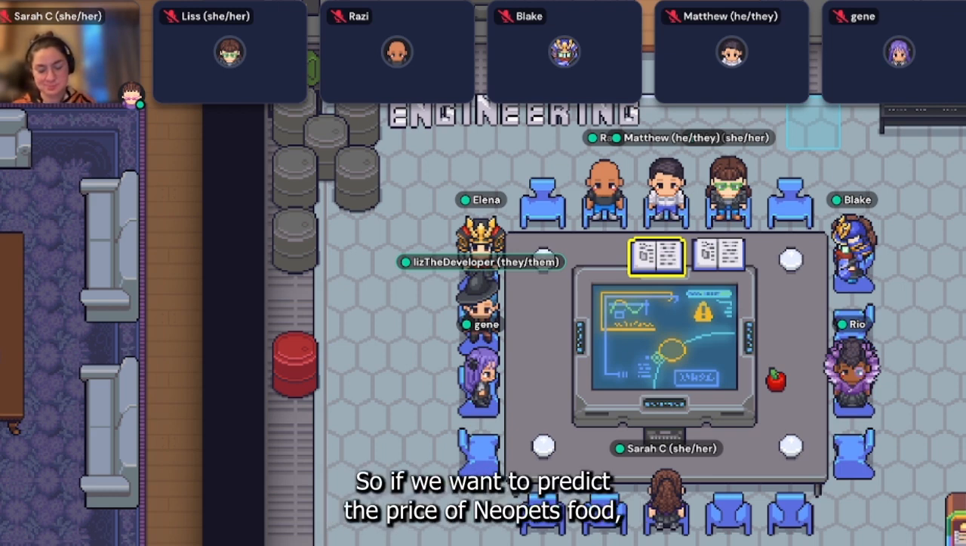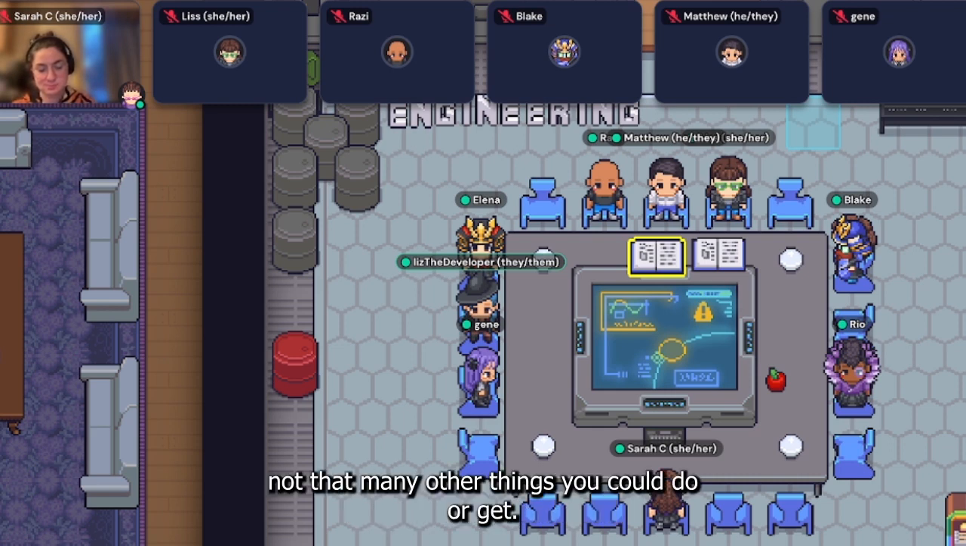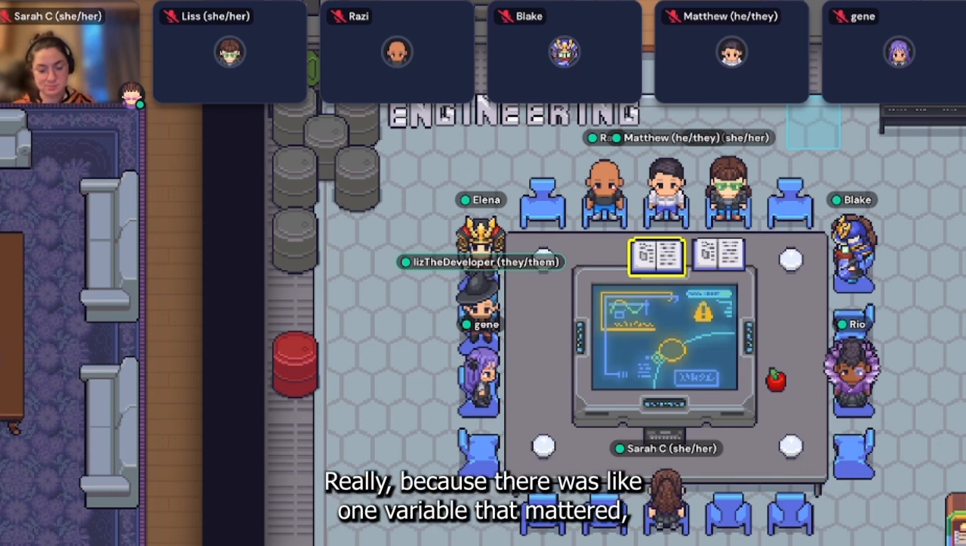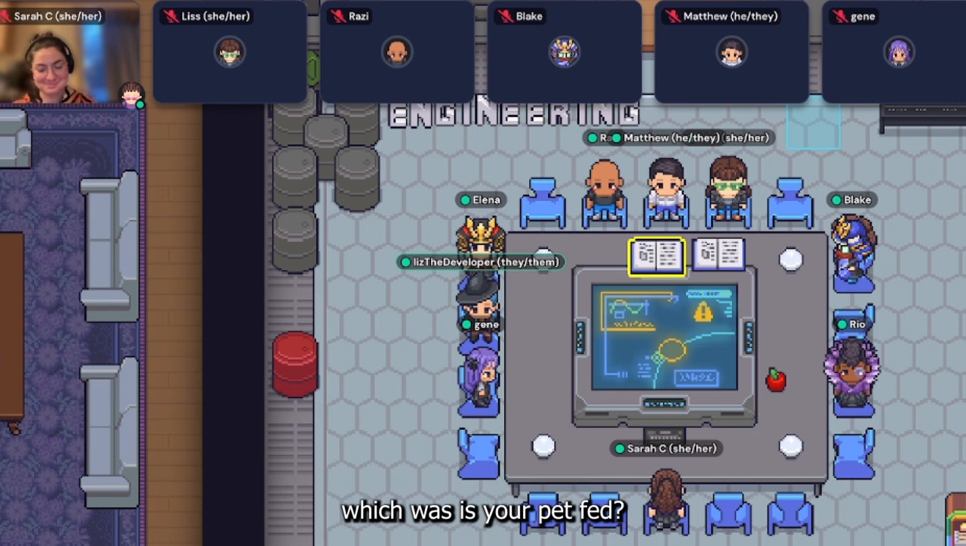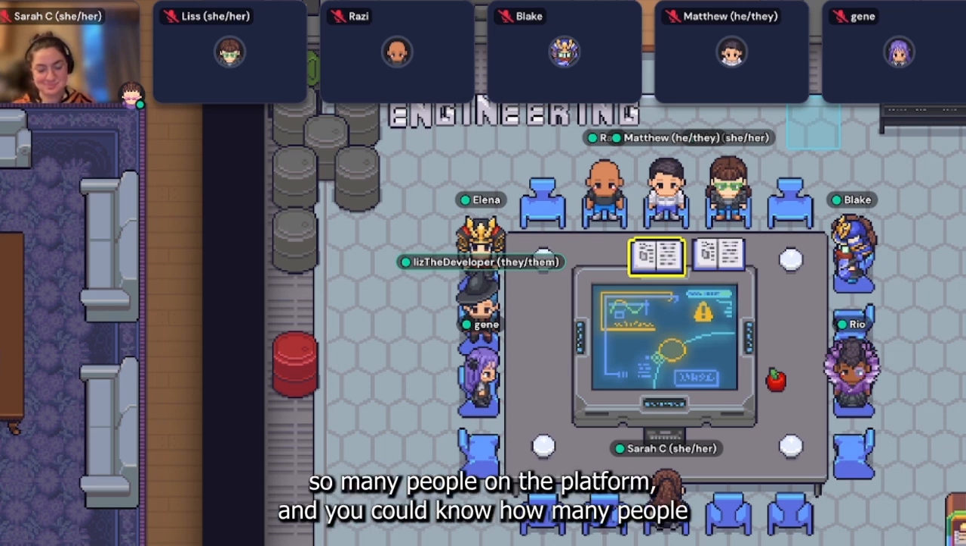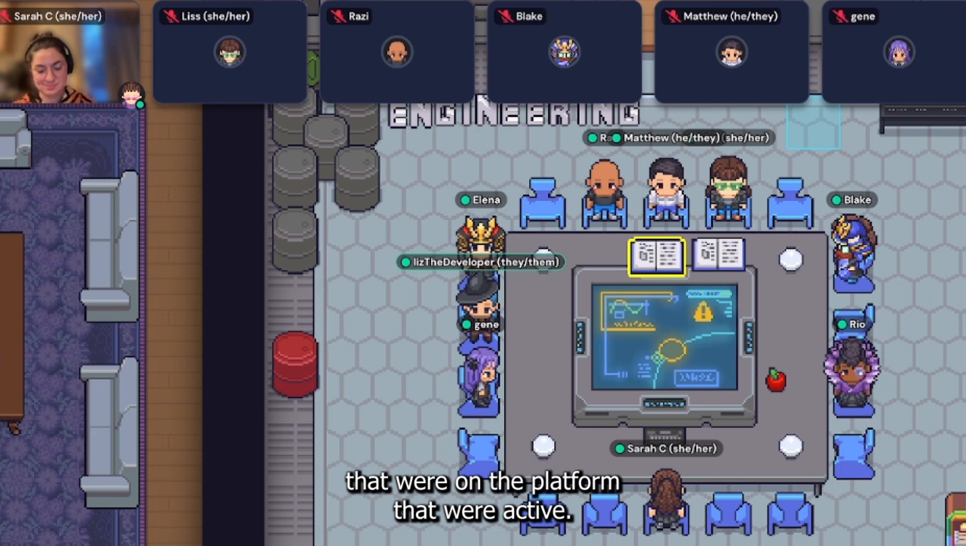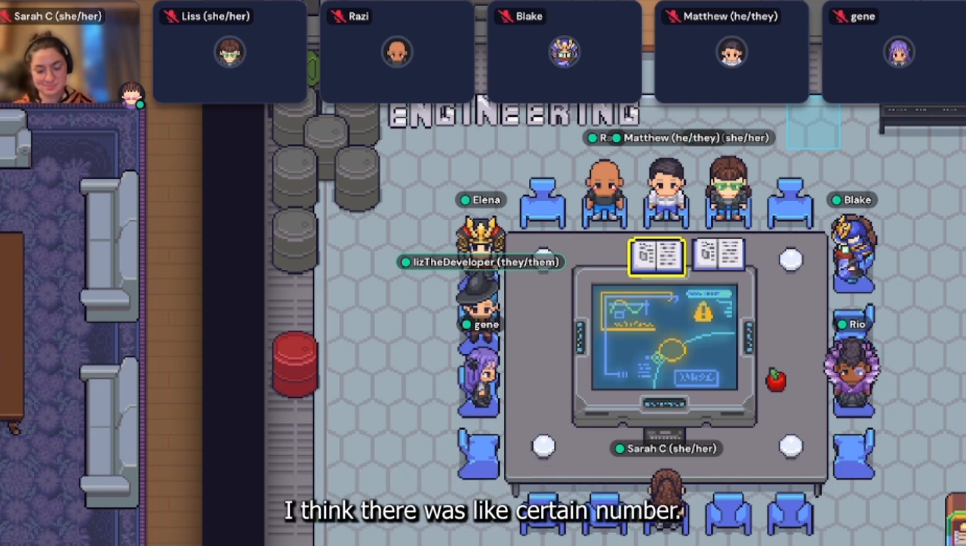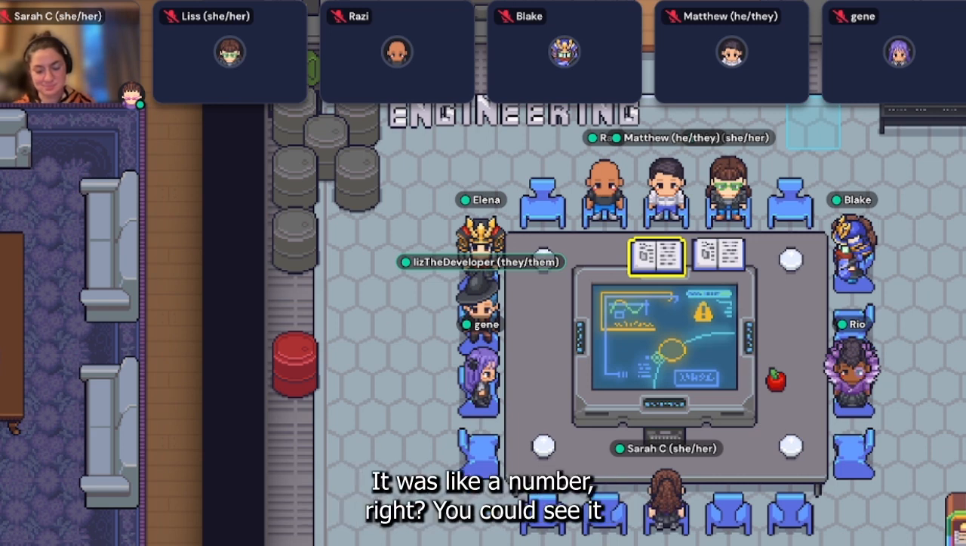So if we want to predict the price of Neopets food, it's actually pretty simple because there's not that many other things you could do or get, really. There was one variable that mattered, which was, is your pet fed? And there were so many people on the platform, and you could know how many people there were on the platform that were active. I think there was a certain number. It was a number, right?